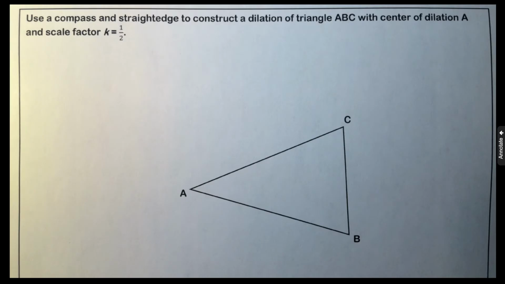Use a compass and straight edge to construct a dilation of triangle ABC with center of dilation A and scale factor of k equals 1/2. So now our center of dilation is one of the vertices of the triangle, and our scale factor is a proper fraction, which means this dilation is going to be a reduction. Our image is going to be half the size of the image that we start with.